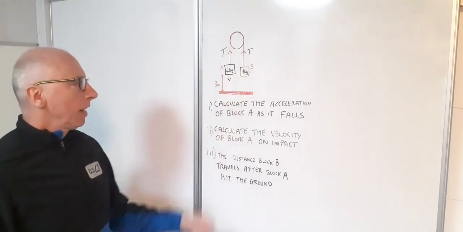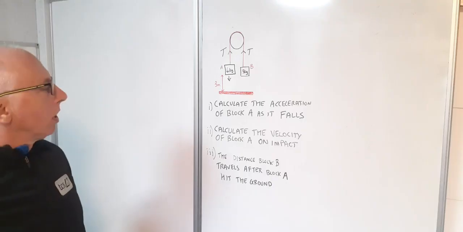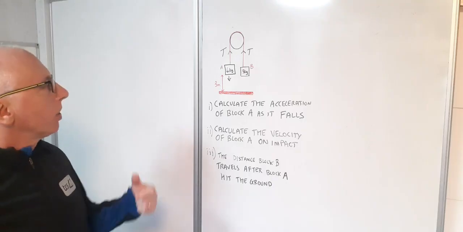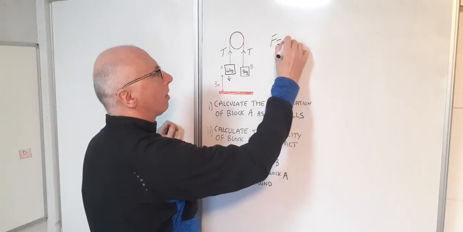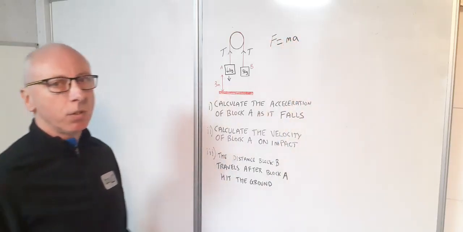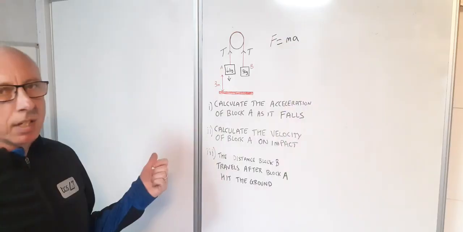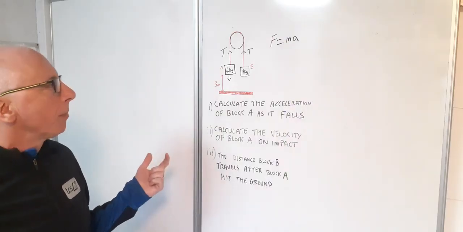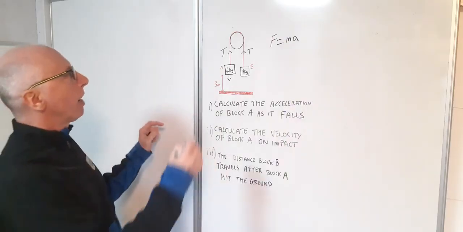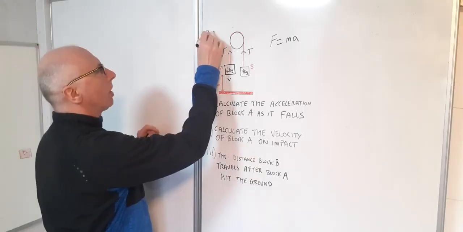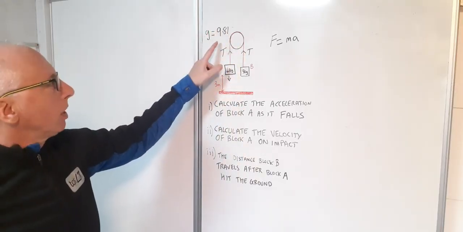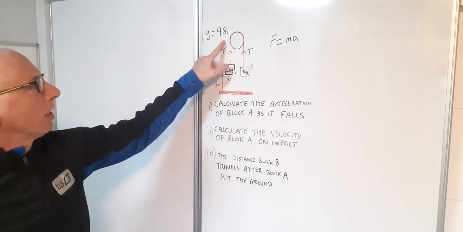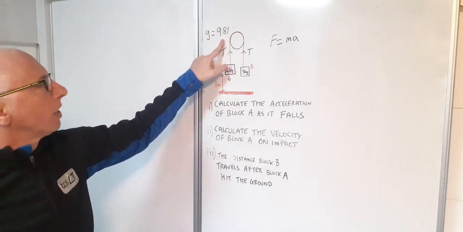So calculate the acceleration of block A as it falls. If we want to calculate acceleration, in this case, we need force equals ma. That's mass times acceleration. That's Newton's second law of motion. As this thing is moving, it's not actually in equilibrium. And another thing we need is the gravitational constant. So in this question, I'm going to use 9.81. It's actually 9.81 meters per second squared, which is the acceleration of gravity.